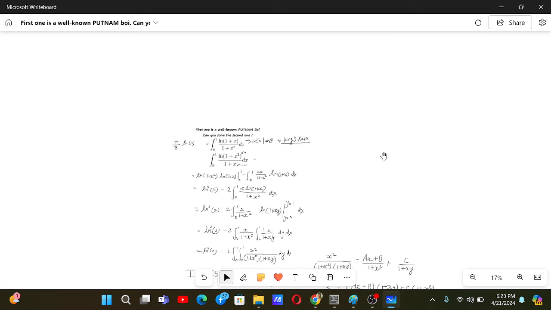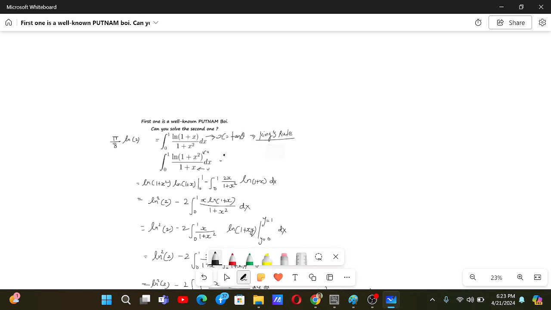Yeah, write it over here: 3 ln squared 2 by 4 minus pi squared by 48. So I think that's the thing.